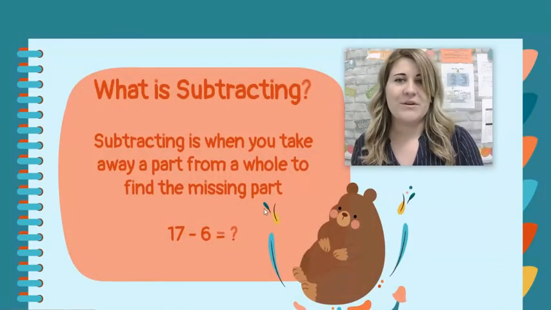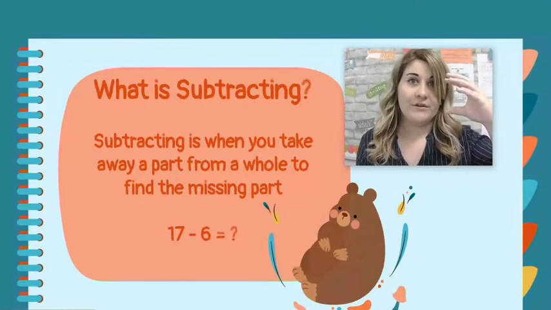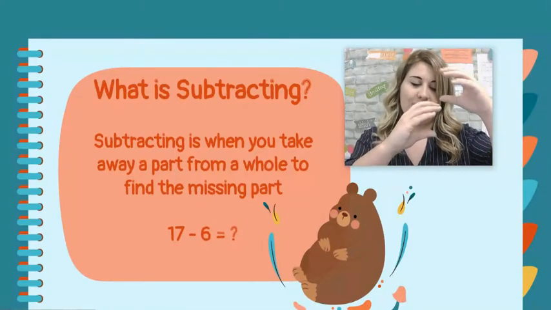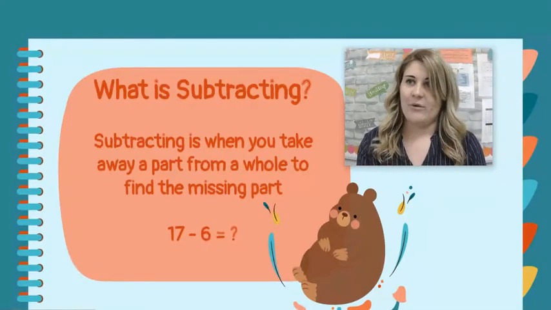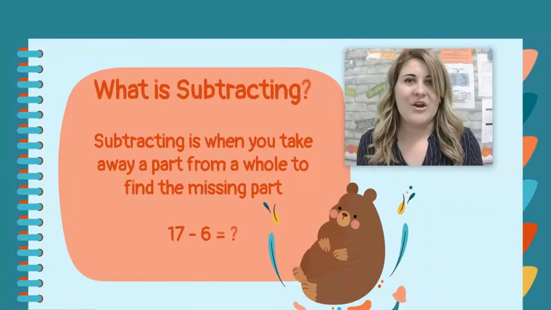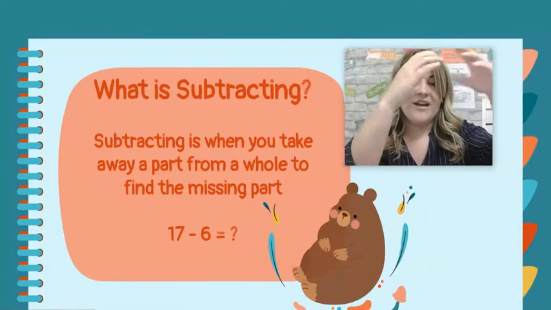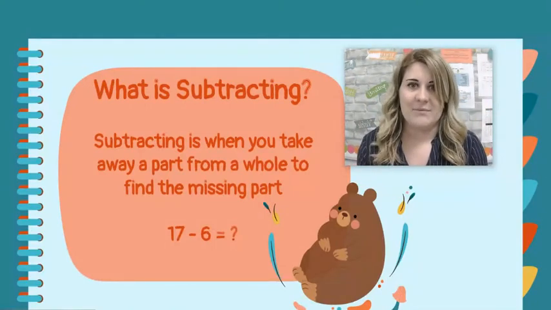What is subtracting? Well, subtracting is when you find a missing part, okay? We take a total, we subtract part of it, and we find the other missing part. It's the complete opposite of adding, where adding is adding two parts together to get the total. With subtracting, we already have the big number, the total, and we are taking away a missing part, and we're finding the other missing part, okay?